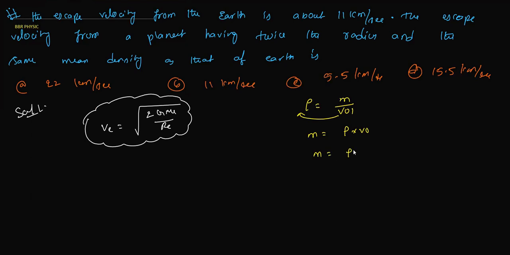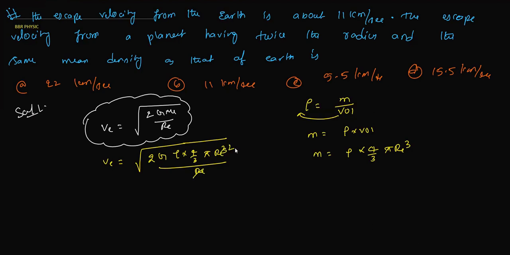So mass equals rho into volume, which is nothing but, it almost looks like a spherical thing, right? 4 by 3 pi into RE cube, which we can write. Therefore V equals under root 2G, and in place of ME I substitute rho into 4 by 3 into pi RE cube, divided by RE. So one RE will get cancelled, RE square remains. If you observe in the question, we need to find the ratio. 2 is constant, G is constant, and mean density is the same, as they mentioned in the question.